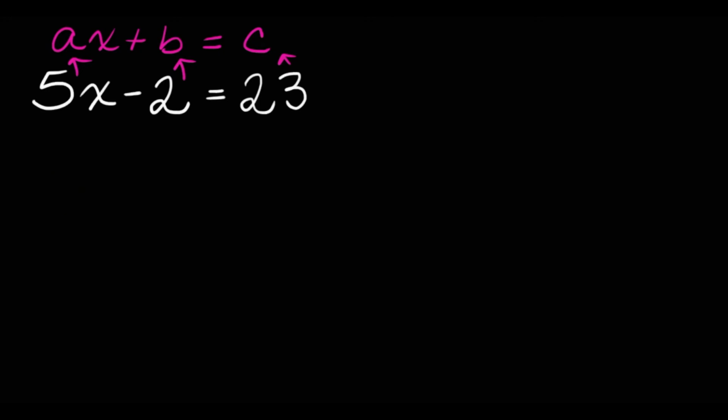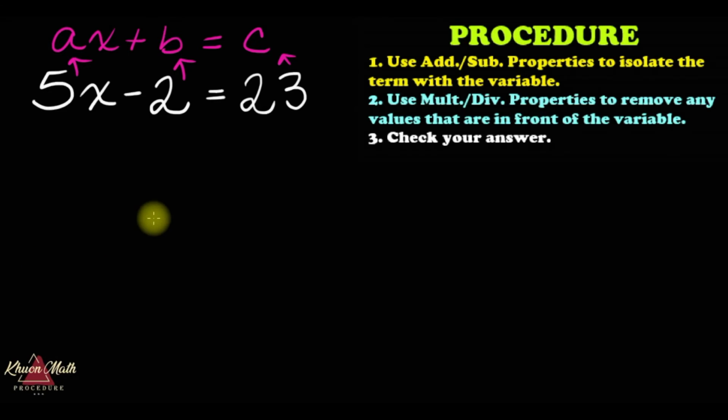Well, we have a procedure how to do it. So here's the procedure. Well, step 1 is to isolate the 5x. As you can see, 5x is connected with the minus 2. So we have to get rid of this minus 2.